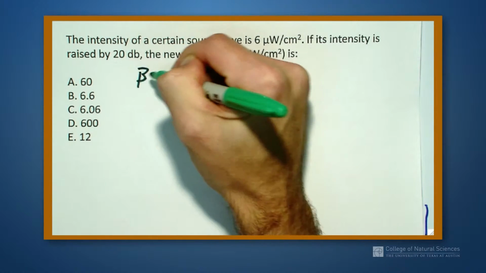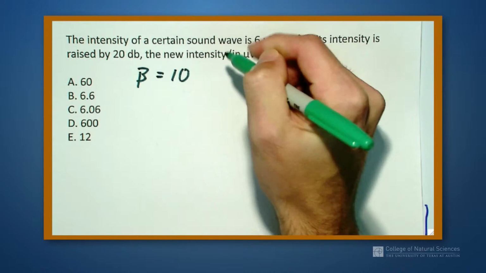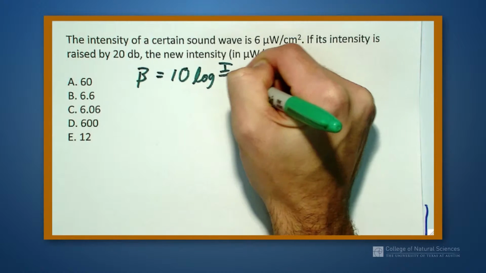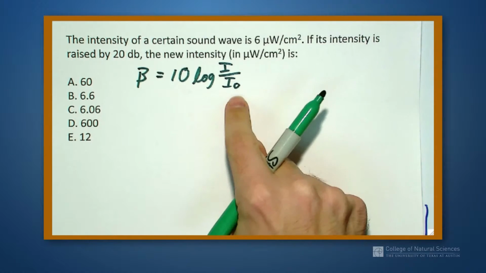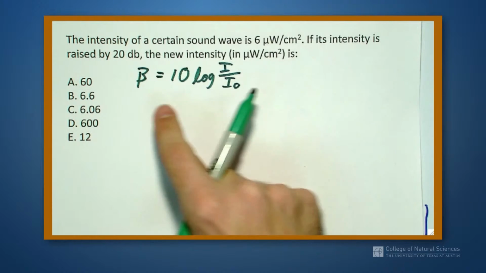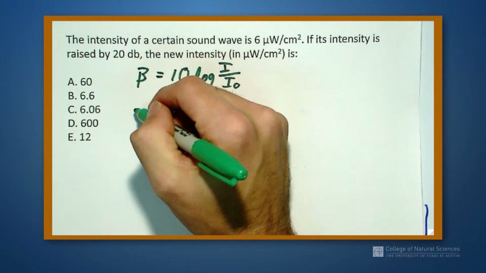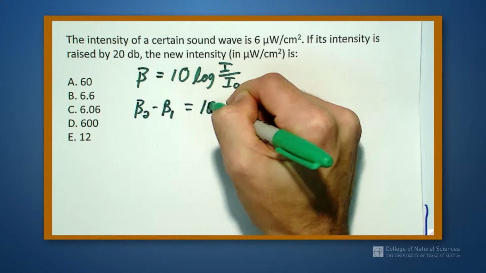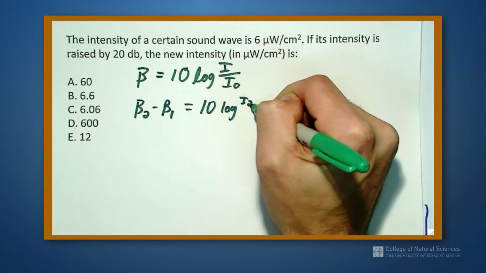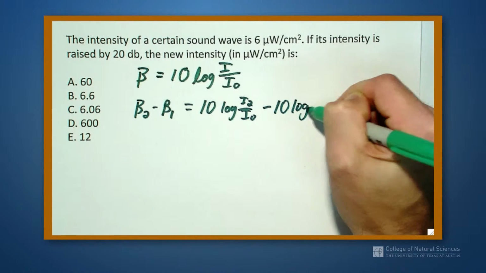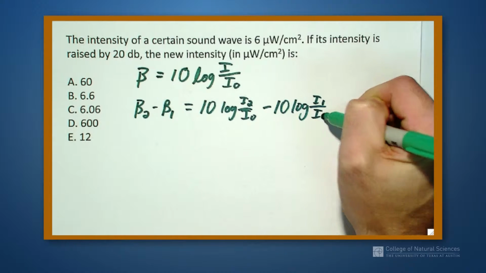But I know that the decibel reading is given by 10 log of intensity over intensity naught. Intensity naught is the threshold of hearing. This is what we measure the decibel reading from. But I don't want beta, I want the change of beta. So I'm going to do beta 2 minus beta 1, which is going to be 10 log of I2 over I naught minus 10 log of I1 over I naught.